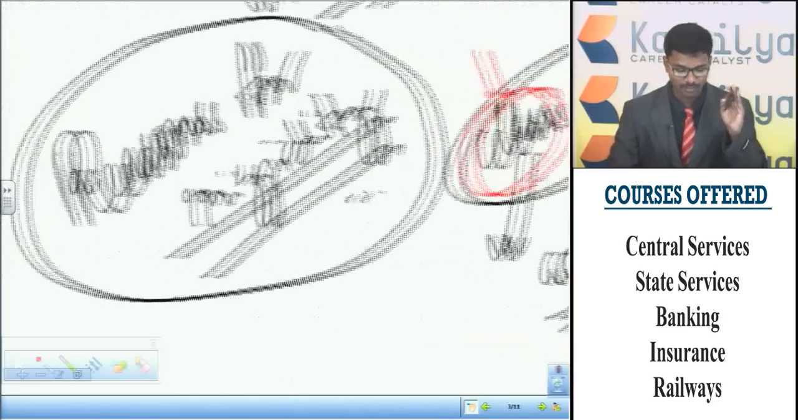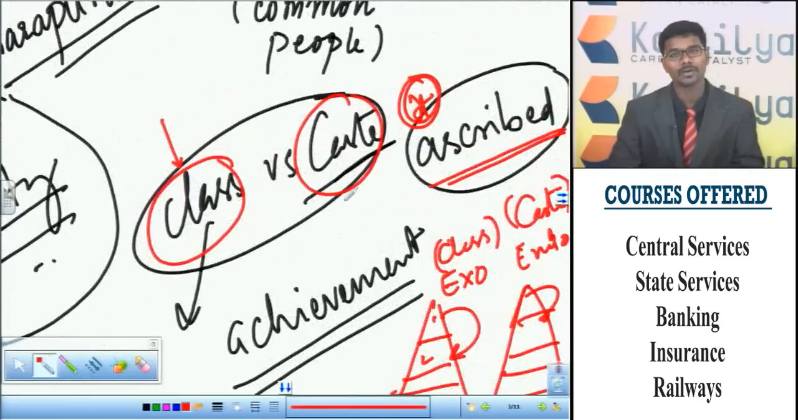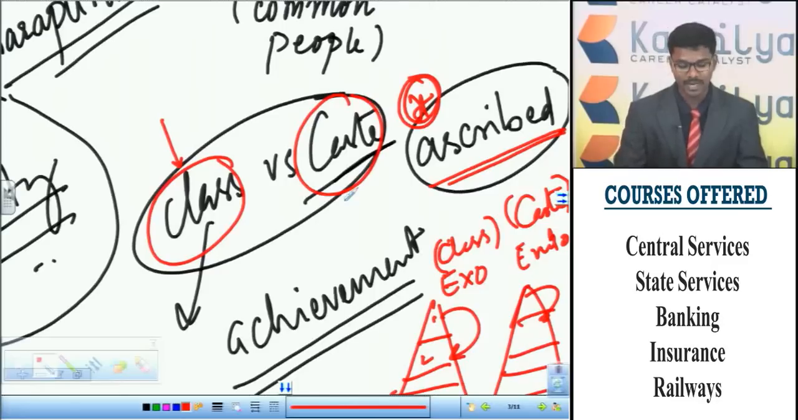Please try to note it down. And this term ascribed is quite important. Achieved and ascribed is quite important. You might find a question in the form of true or false of a particular statement, that caste system is associated with ascribed values or caste system is associated with ascribed respect. Okay, is it true or not? If that is the case, it is true. But class is not associated with ascribed, it is associated with achieved. Something which I achieve or which I grab, irrespective of my birth.